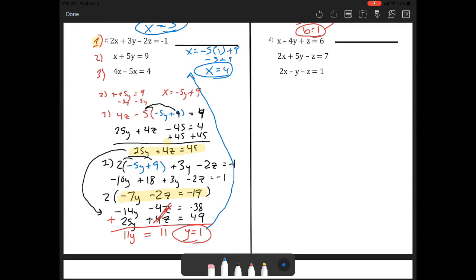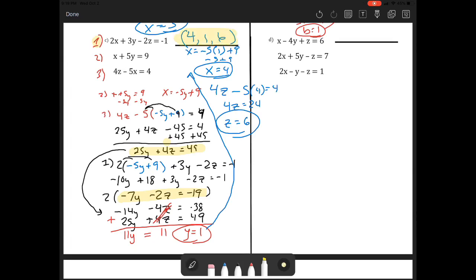So I have 4z minus 5, and it's my 5x, so that's going to be my 4 equals 4, which is going to give me 4z equals 24, which leaves me with z equals 6. So that means my ordered triple is going to be 4, 1, 6.